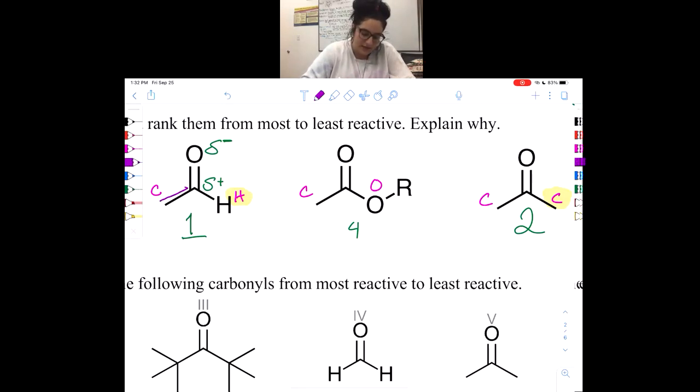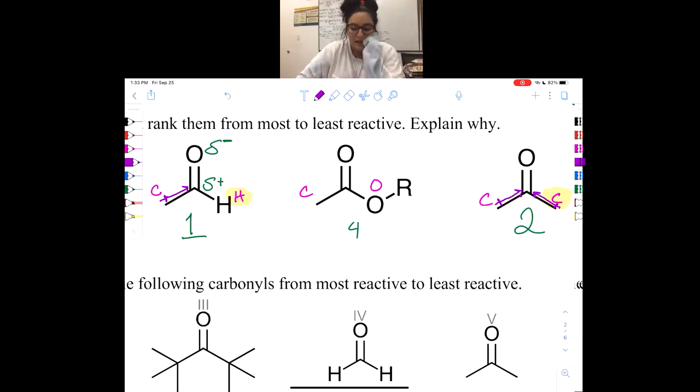If we think about electronic effects, we have the electron density being donated through electronic effects from the CH3 groups. So in the case of the aldehyde, we have one electron donating group. Here we have two electron donating groups. And so since we want the most positive charge possible on that carbonyl carbon, the less groups we have that donate electron density, the more reactive it will be. So that's why the aldehyde is number one.